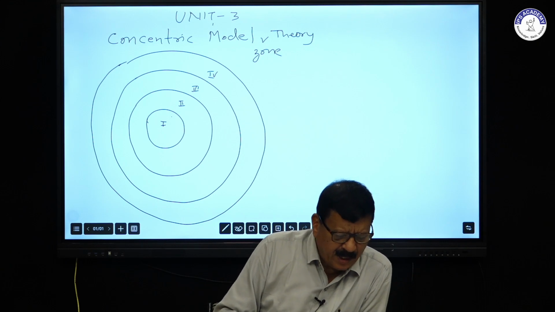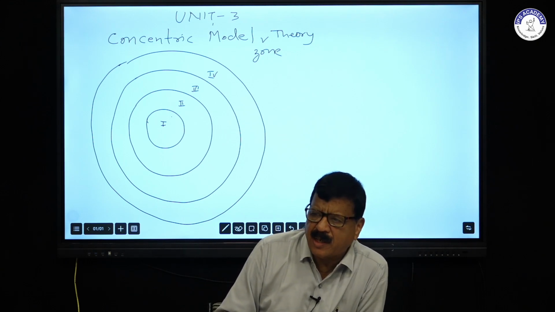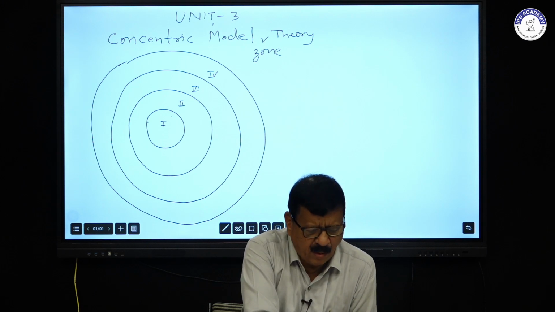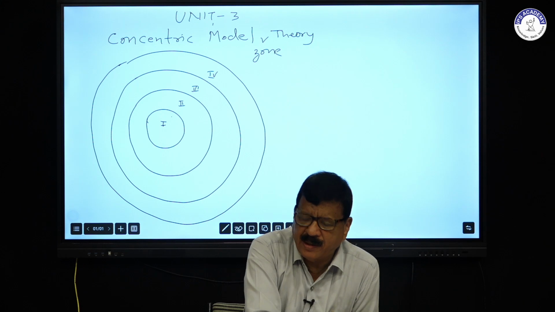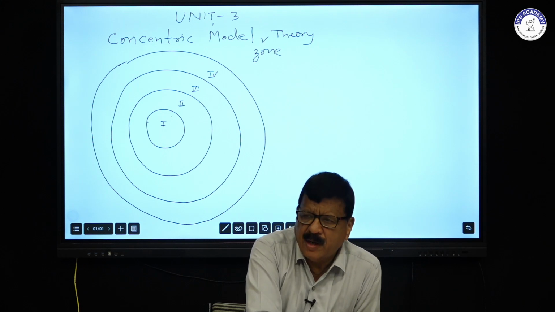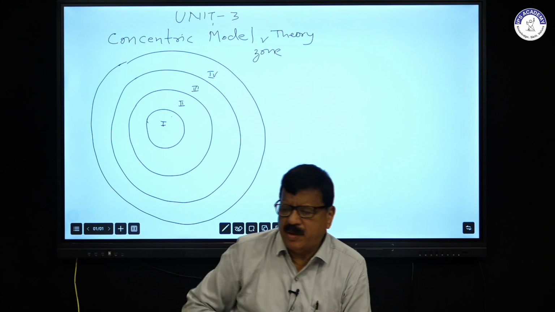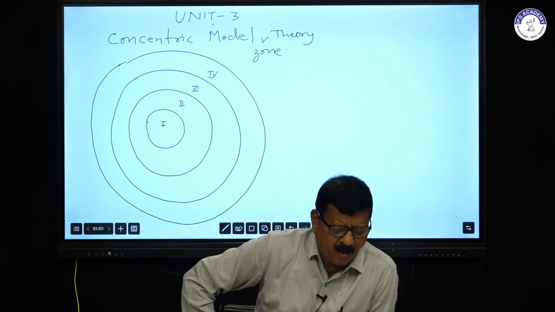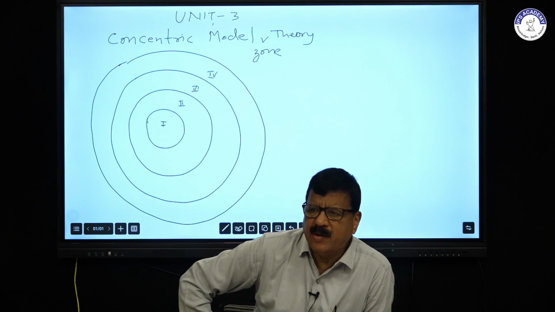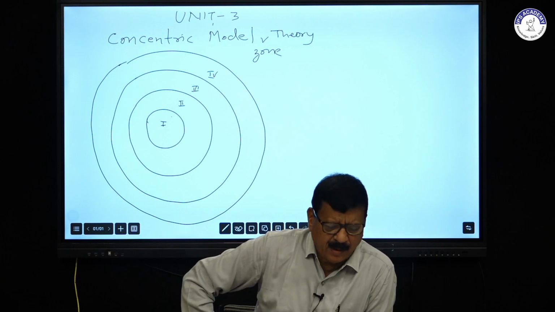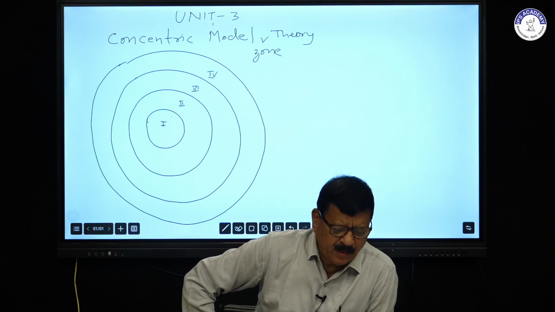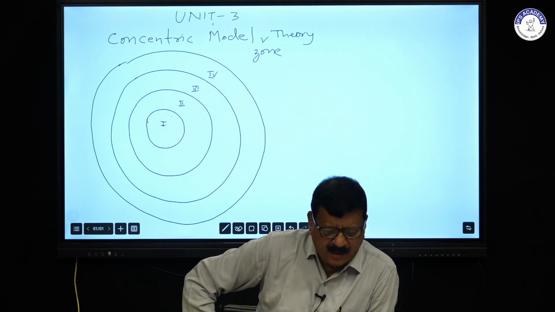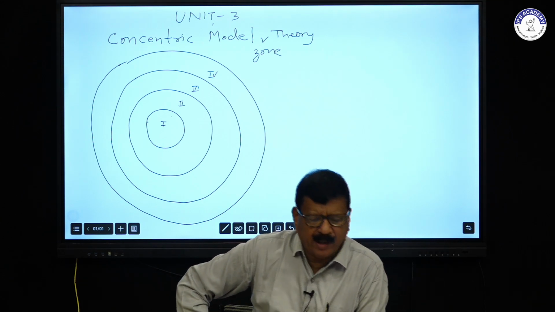So it is the most inner circle, forming the core of the city. In Chicago, it was known as the Loop. The Burgess model has also termed it the zone where most of the territory employment is located.